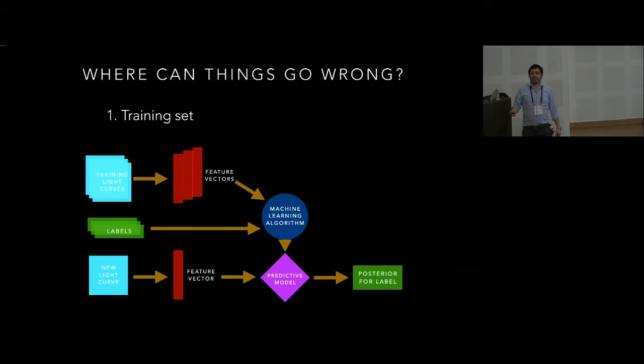So once you have trained your algorithm, you can enter a new light curve with a feature vector, and your predictive model will give you a posterior probability for the different classes. So you can, in principle, say which source belongs to which class. But there are a number of ways in which this process can go wrong if you don't do it properly. And I think this is one of the main challenges that the machine learning community faces.